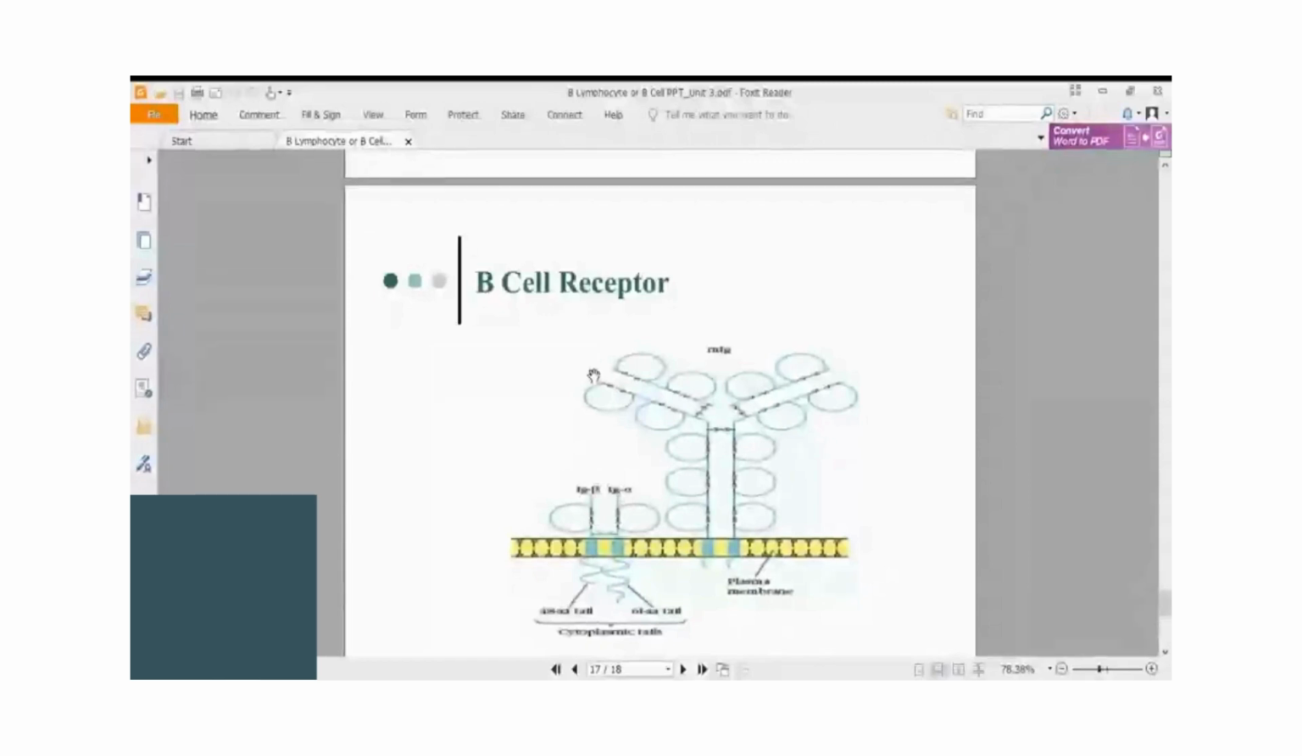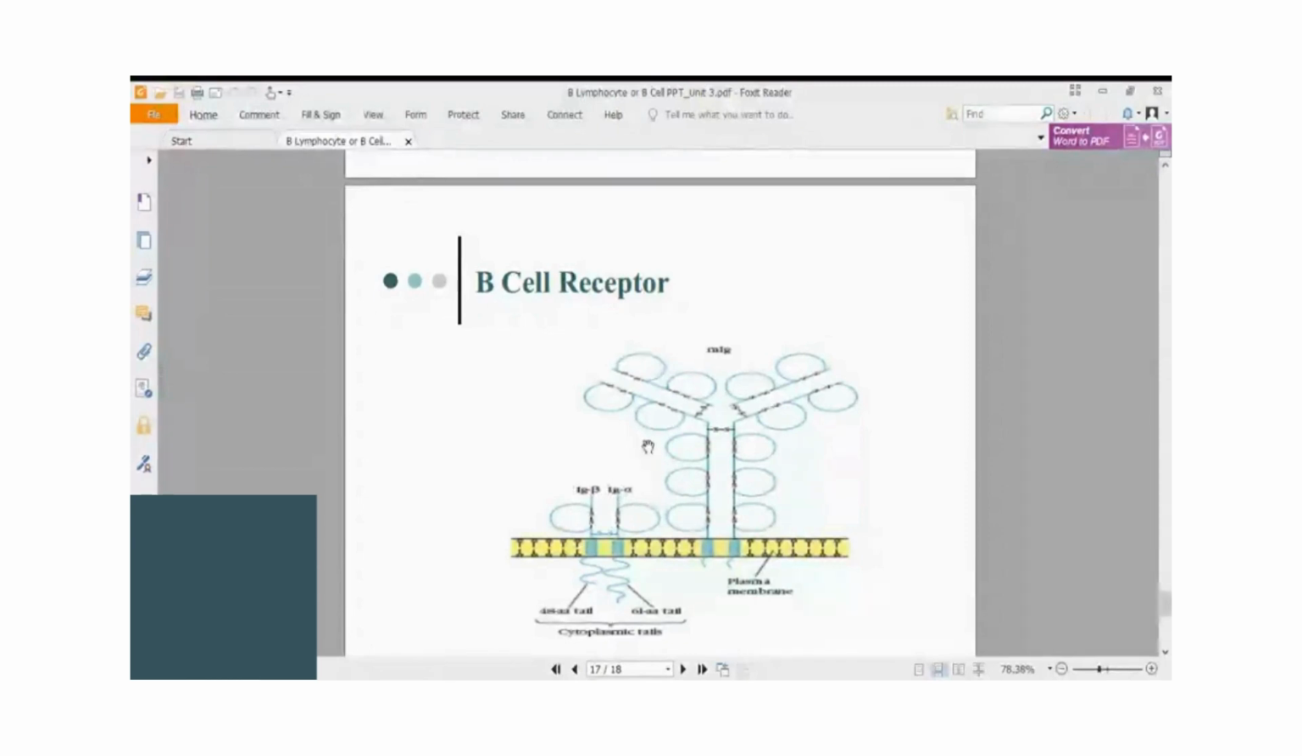Suppose you want to block a B lymphocyte that is getting activated and showing an autoimmune response, producing antibodies against one of your internal antigens and causing damage to it. You can block that B lymphocyte using a monoclonal antibody that blocks this Ig alpha, Ig beta receptor. It will block on both sides. Even though it is shown on one side here, it will block on both sides. Then the signal transduction does not take place, so the B cell will not get activated.